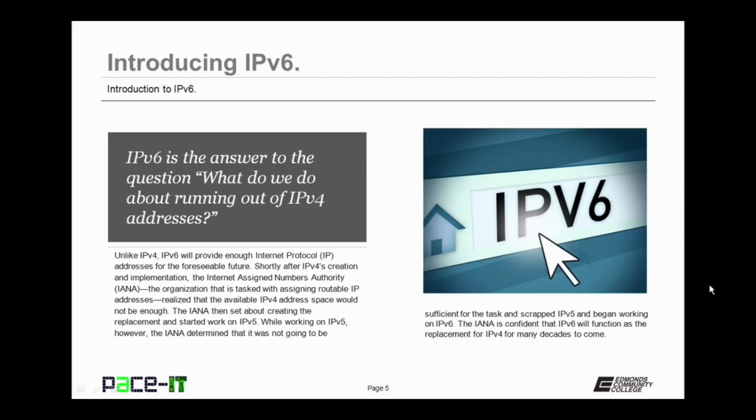The IANA then set about creating its replacement, and they initially started working on IPv5. Well, while working on IPv5, they realized that it wasn't going to be large enough either. It wasn't going to be sufficient for the task, so they scrapped IPv5 and began working on IPv6. The IANA is confident that IPv6 will function as the replacement for IPv4 for many decades to come.